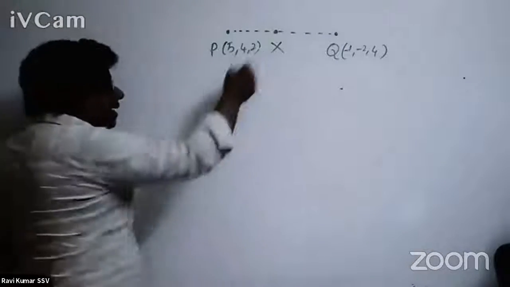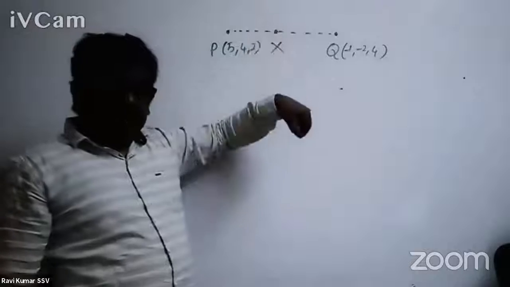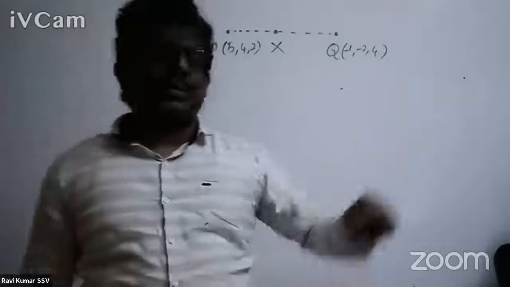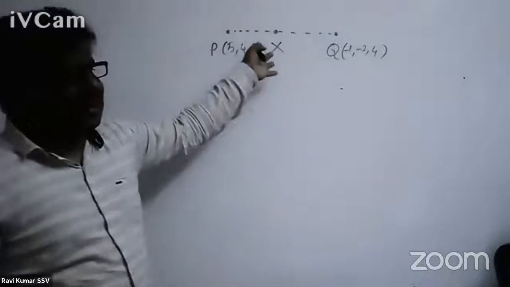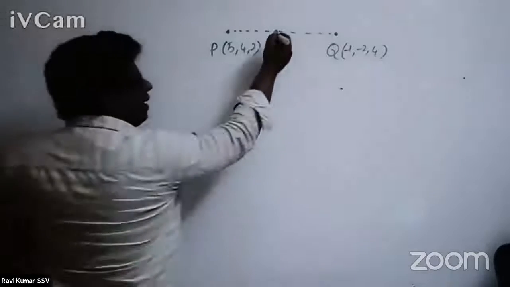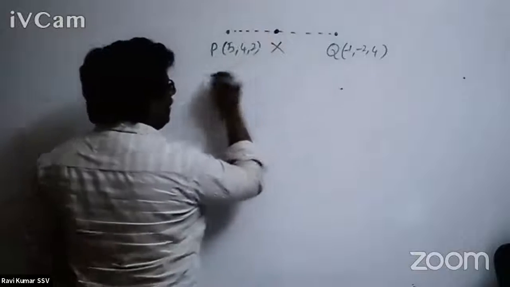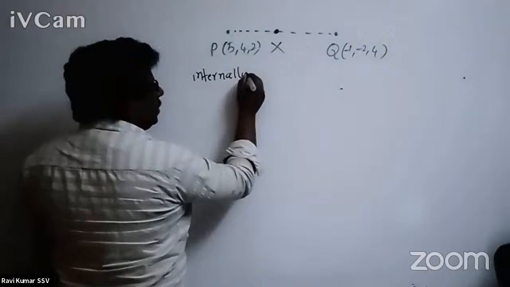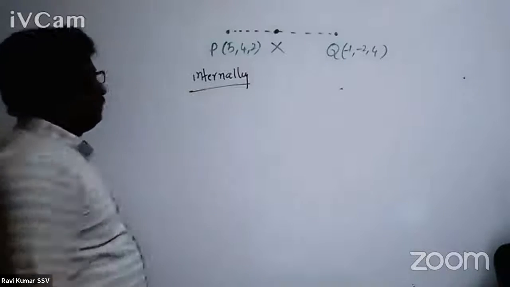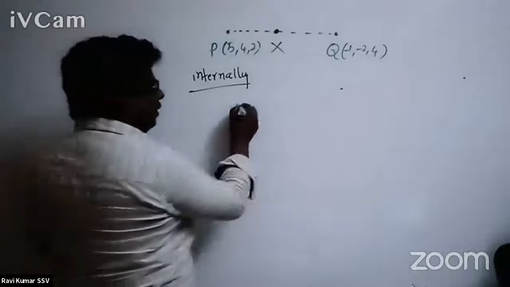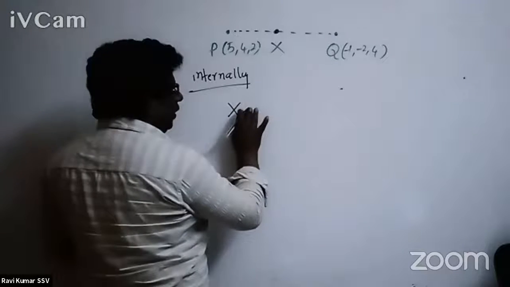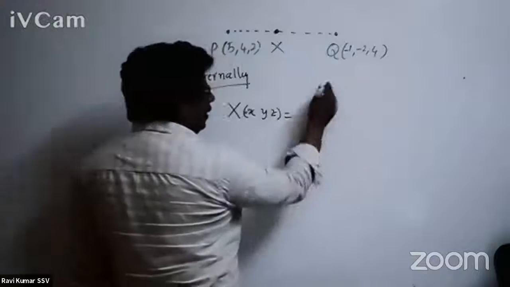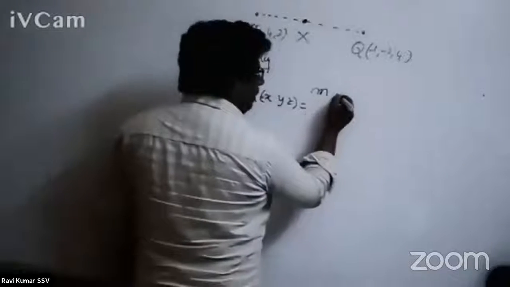Does this point divide the line internally or externally? The point lies in between these two points, no? So it is internal. Internally means what is the formula? x, y, z is equal to, writing the formula as before, m plus n.